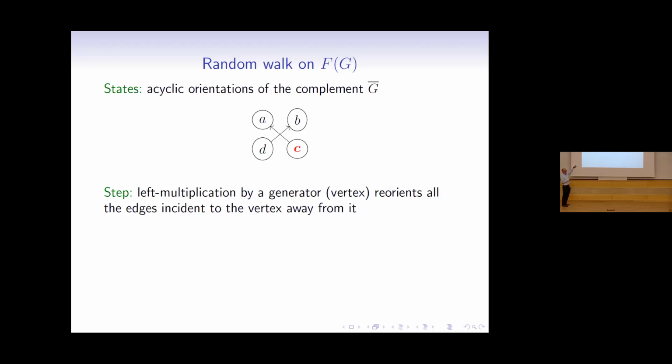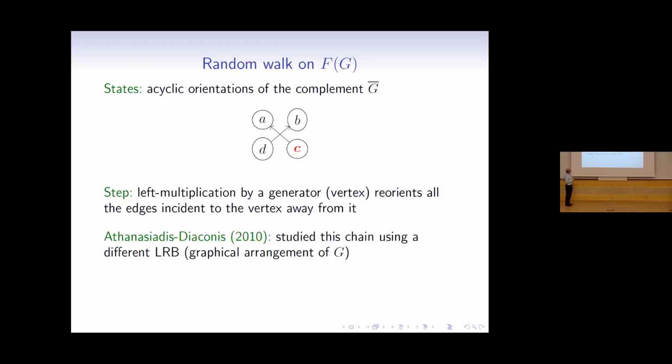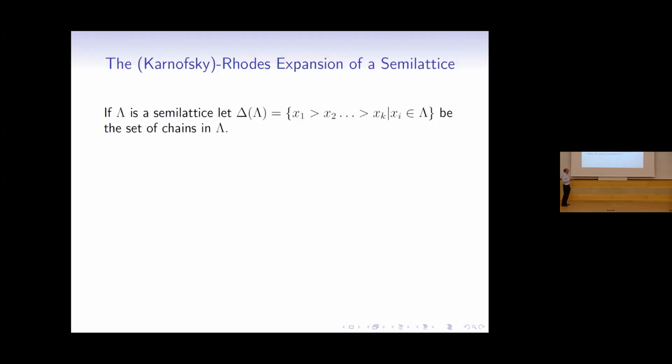So multiplication has a very nice combinatorial meaning, and there's an obvious random walk on these graphs that you can analyze via the algebra of the left regular band. This was done by Athanasiadis and Diaconis, 2010. They use a slightly different LRB, but the same techniques.